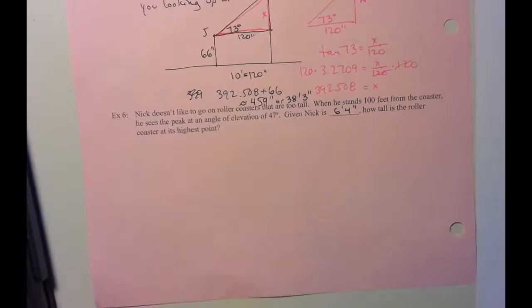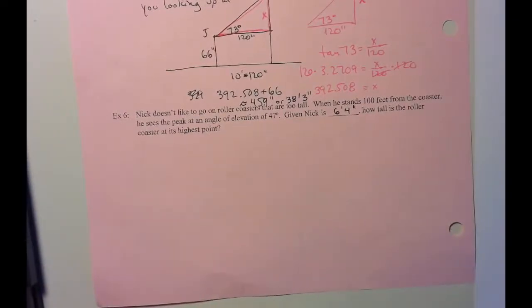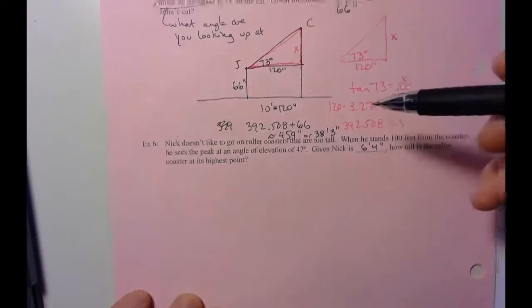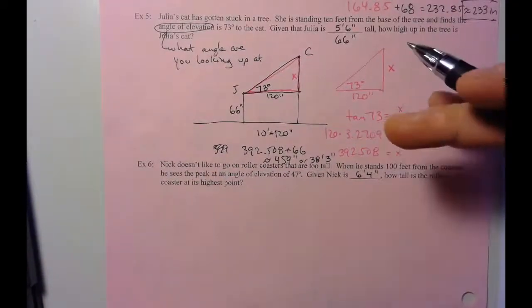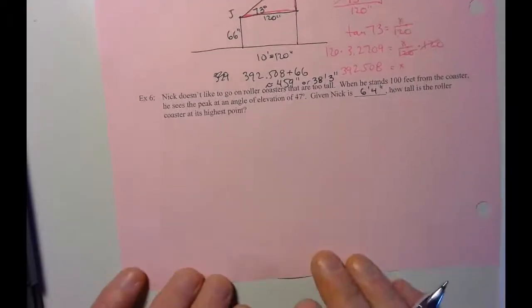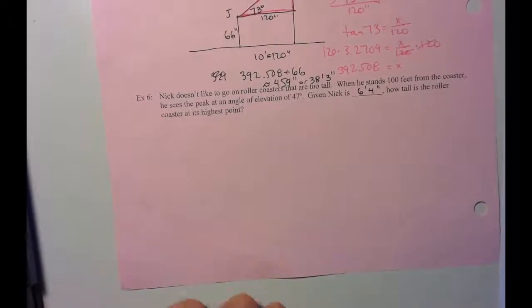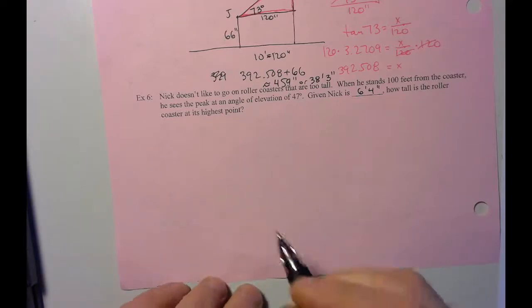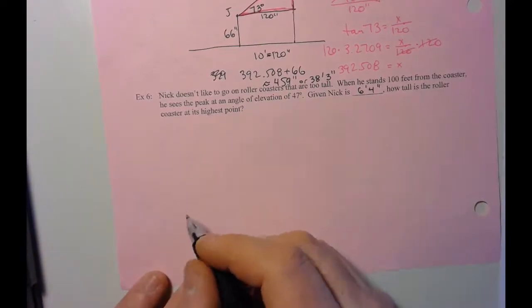So, last one, Nick. Nick doesn't like to go on roller coasters that are too tall. When he stands 100 feet from the coaster. By the way, again, if you needed me to talk you through that, pause the video here, try the next one, and then attempt the problem. Okay, use the pause button a lot, to help you to not just watch me do it, but to try it on your own.